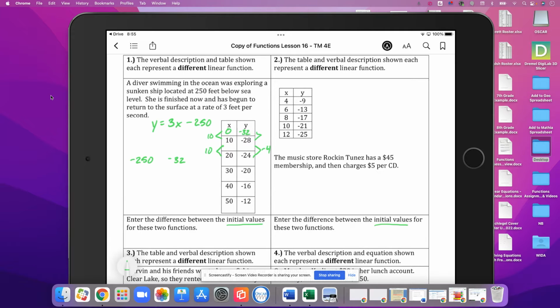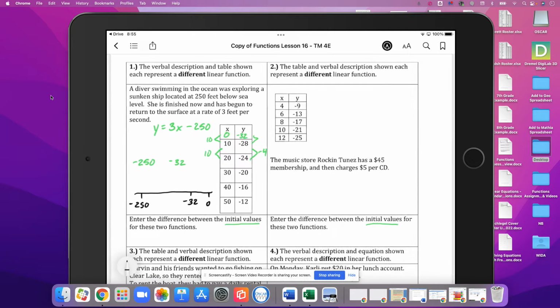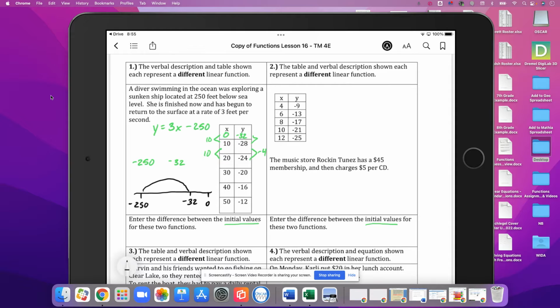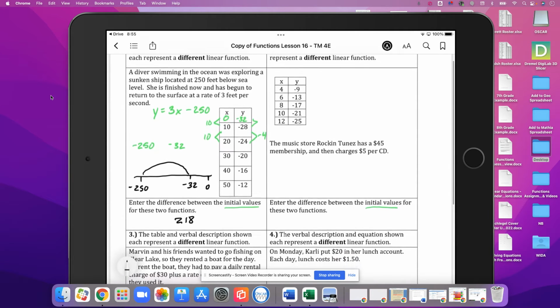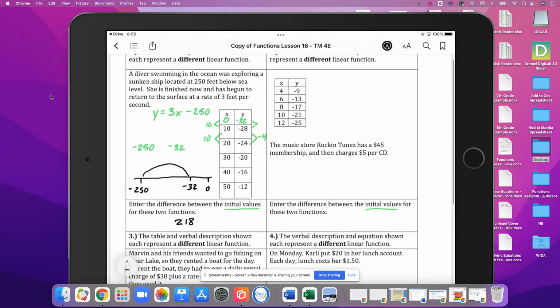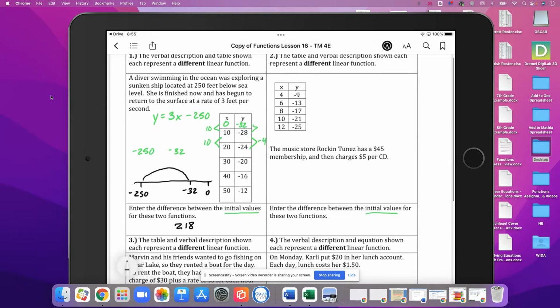If I was to put those on a number line, the way that would look is those are both on the same side of 0. So I need to subtract 32 from negative 250 to see how far it is between them. And so 250 minus 32 is going to be 218. So the difference between the initial values of those two is 218. Let's take a look at the next one.